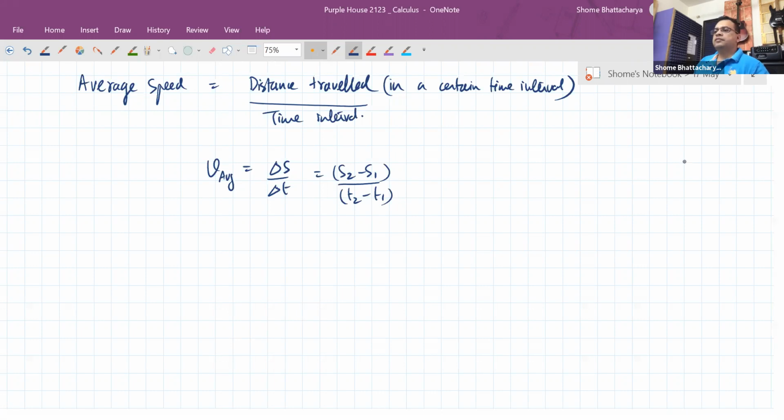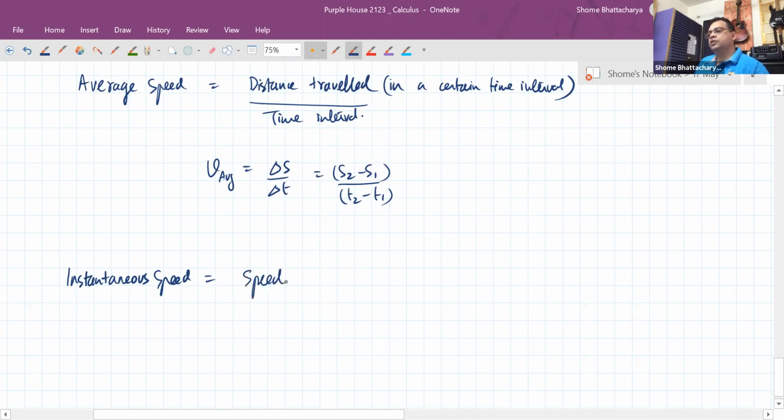Now, as opposed to average speed, we also have a second term that we define called instantaneous speed. You would have heard this term instantaneous. What do we mean by the term instantaneous speed? Can anyone tell me? Sir, the speed of an object or a body at any instant. Okay, so the word definition is that it is the speed at an instant or like at a moment of time.